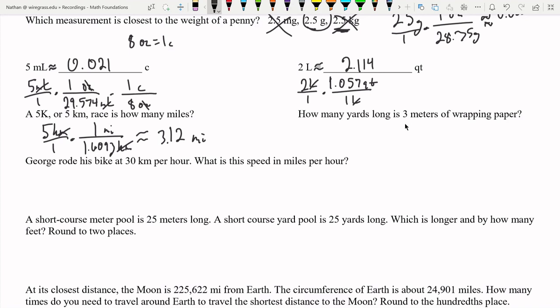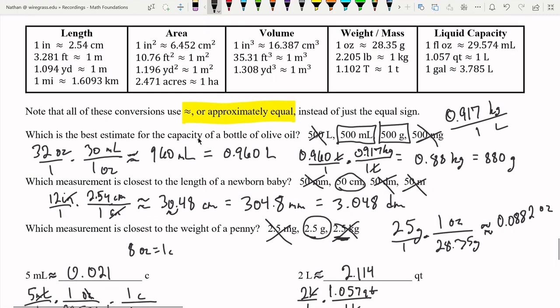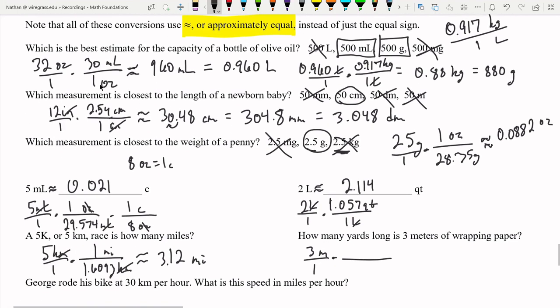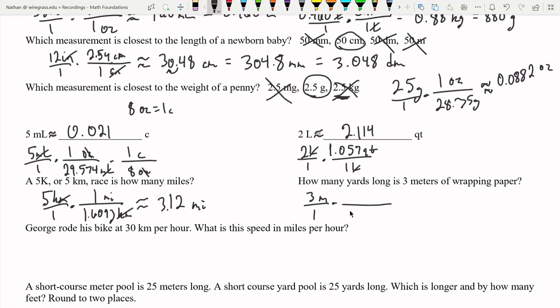Okay, how many yards long is 3 meters of wrapping paper? So 3 meters. I want to convert meters to yards. So there are 1.094 yards approximately to 1 meter. Meters cancel.